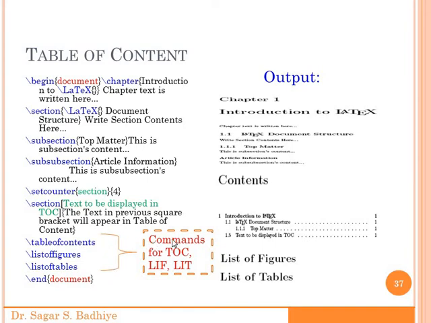To mention what text is to be present in the table of contents, we simply write the text that is to be displayed within square brackets after the \section command, and whatever text you want to be displayed will be written over here. This text in the square brackets will appear in the table of contents. So whatever text you want displayed is to be written here after the \section command.